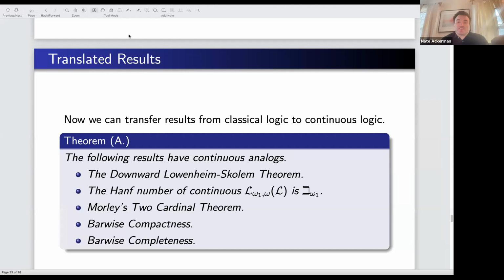Similarly, the Hanf number for continuous logic. If you remember, the Hanf number is the number such that if you have a model of that size, you have to have models of arbitrarily large size. There's a nice easy result that shows that any logic with only a set number of formulas has to have a Hanf number. And it's well known that the Hanf number for classical L omega 1 omega is Beth of omega 1. And by this transfer result, the Hanf number for continuous logic will also be Beth omega 1. We're also going to have an analog of Morley's two cardinal theorem, an analog of Barwise compactness, and an analog of Barwise completeness, all for continuous structures.